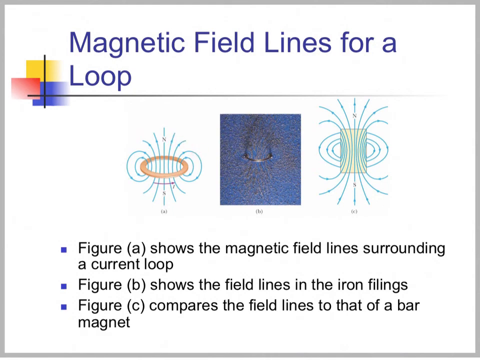And you can certainly see this if I have a current loop here with some iron filings. You can kind of notice that here, the iron filings. It looks rather similar to the magnetic field lines of a permanent magnet.